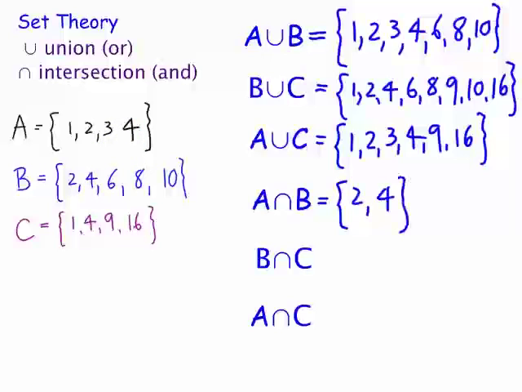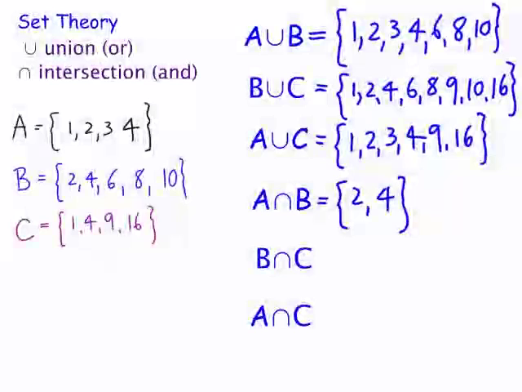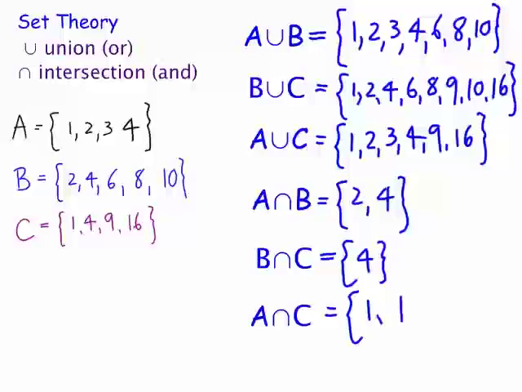How about B and C? Well, B and C have only got 4. So B and C have only got 1 element, so B intersection C is just 4. How about A and C? 1 and 4 as well. So we have 1 and 4 in the intersection of A and C.